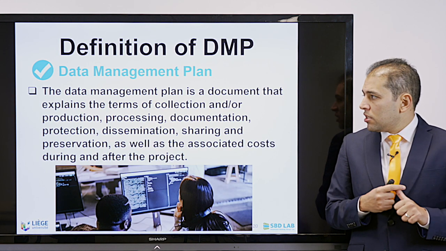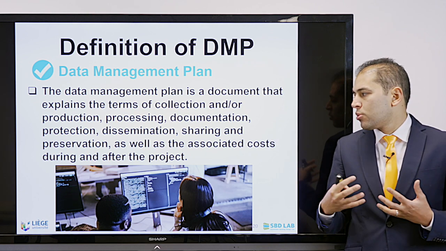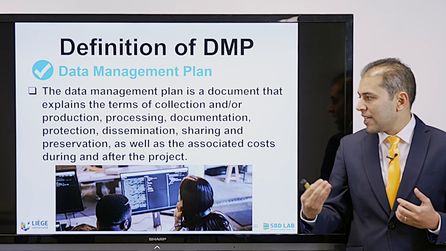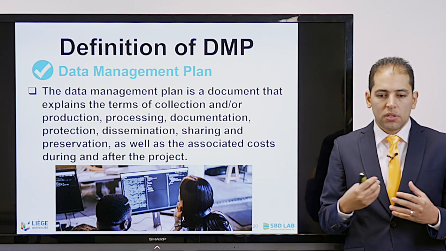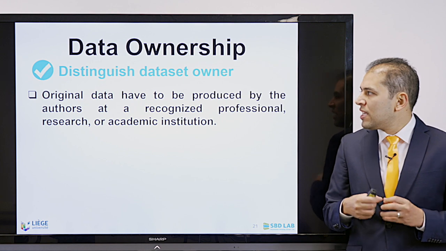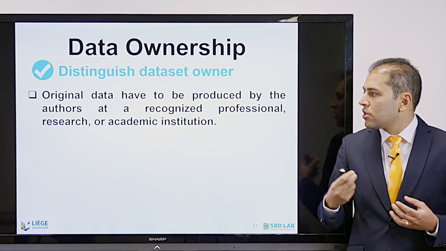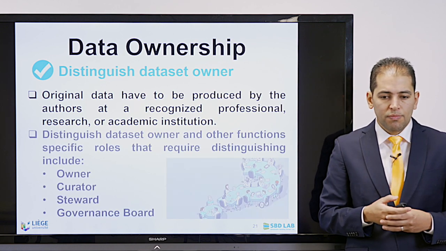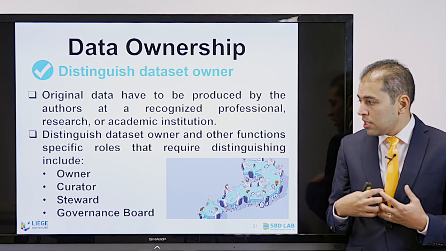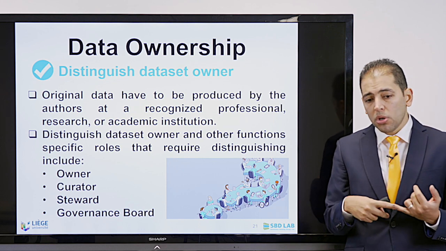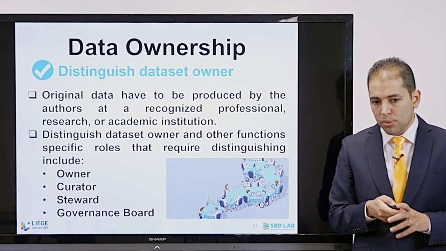Starting with the definition, the data management plan is a document that explains the terms of collection and or production, processing, documentation, protection, dissemination, sharing, and preservation, as well as the associated cost during and after the project. Very important. You need to distinguish the dataset owner. So here, original data have to be produced by the authors at a recognized professional research or academic institution. And definitely you need to distinguish dataset owner and other function-specific roles that require distinguishing, including the owner or the curator or the steward or the governance board. So these are very important matters.